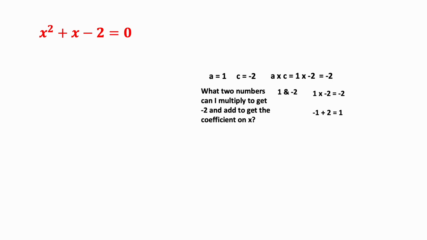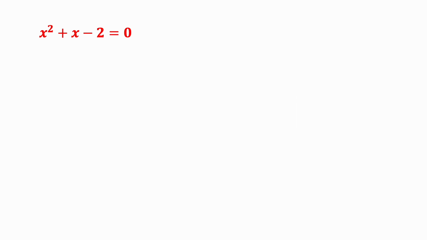Why? Because when you multiply 1 and minus 2, you get minus 2. But if you add minus 1 and 2, you get 1, which is the coefficient on x in our equation. So two numbers, minus 1 and 2, we're going to use these two numbers to rewrite the left-hand side of that equation.